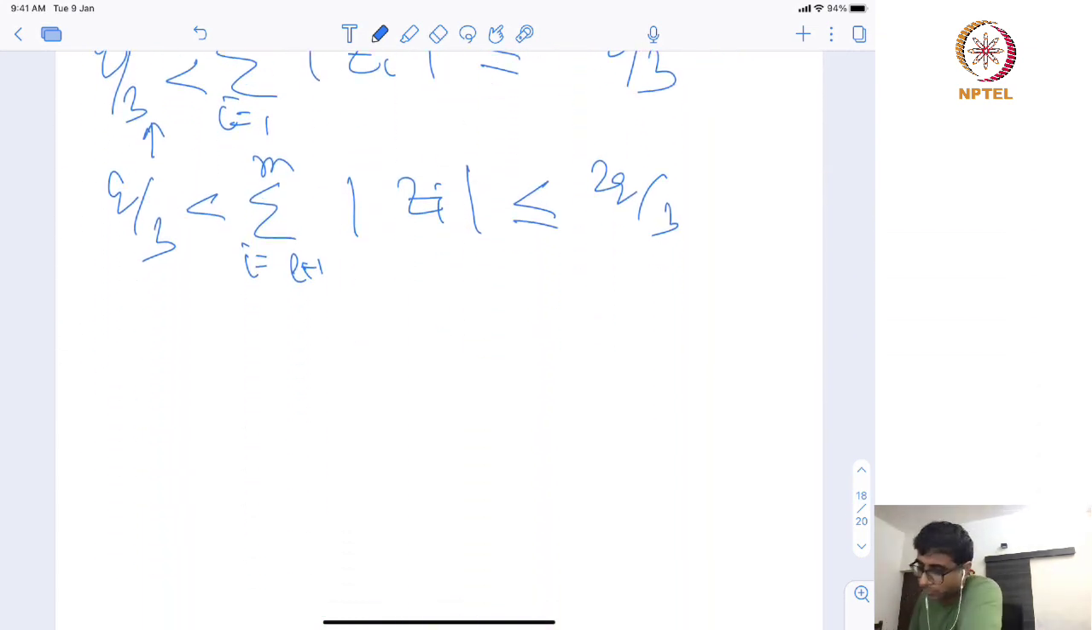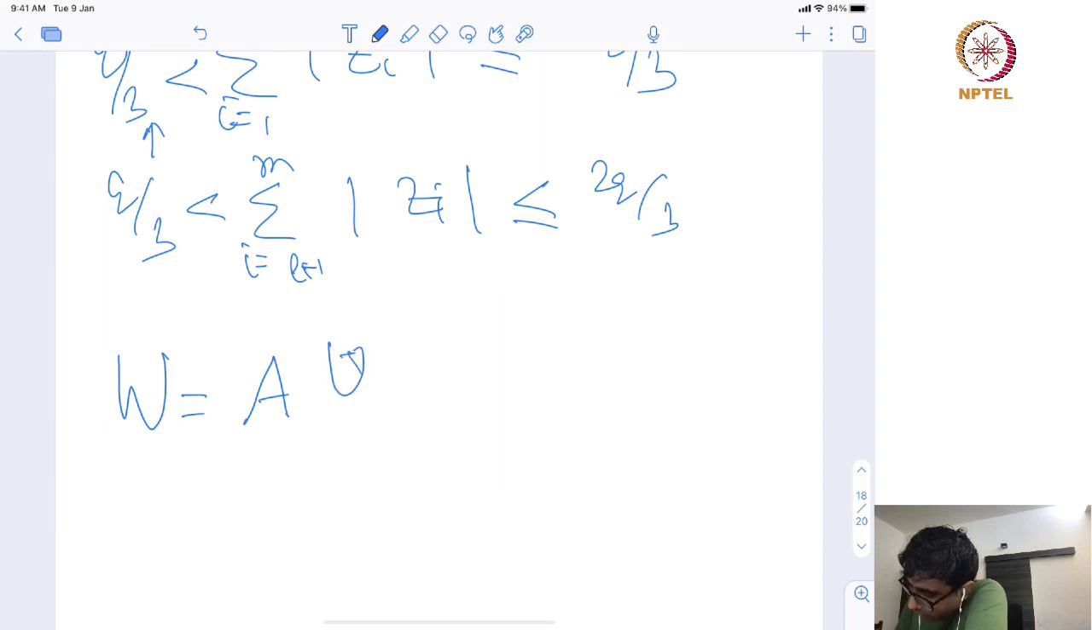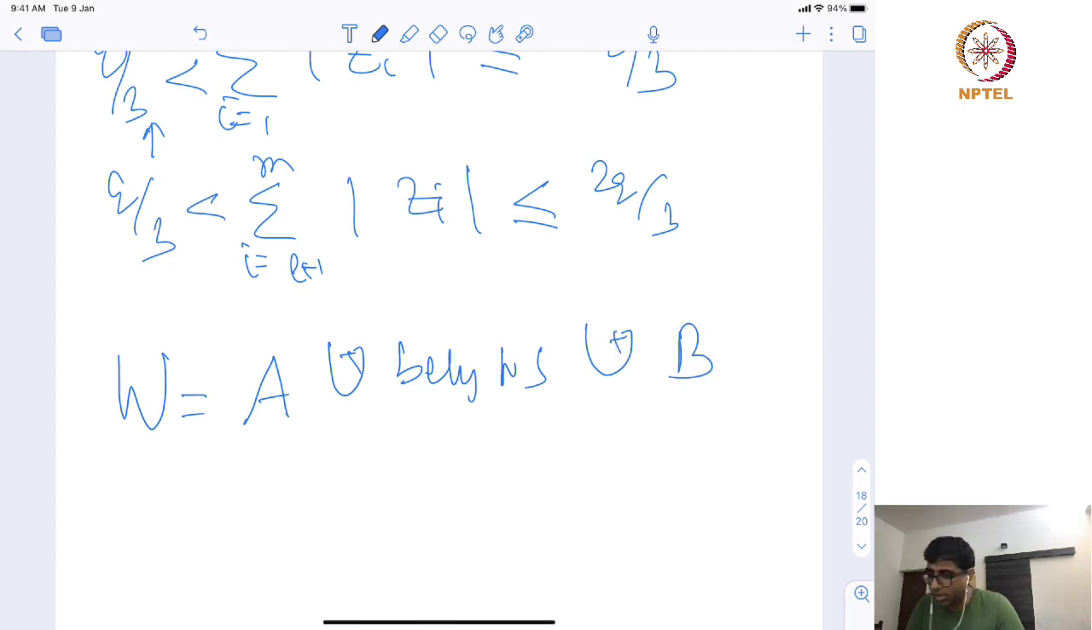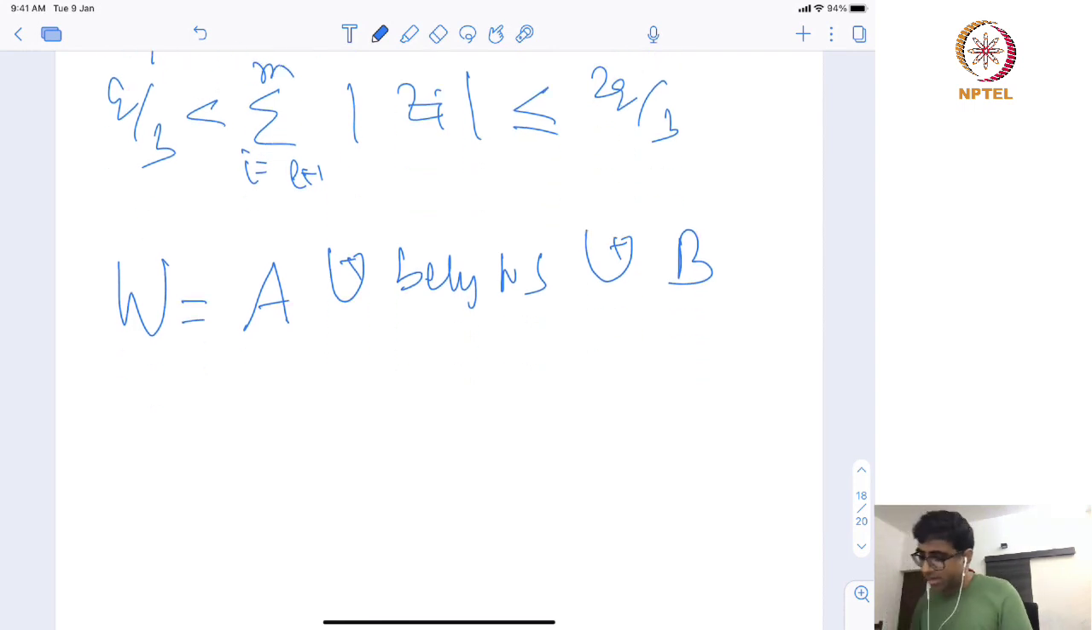So now what will I do? You gave me W. I will partition this into A, disjoint union S, disjoint union B. How many such partitions are there? This is basically a partition of W into 3 pieces, so this is upper bounded by 3 to the power of the cardinality of W.